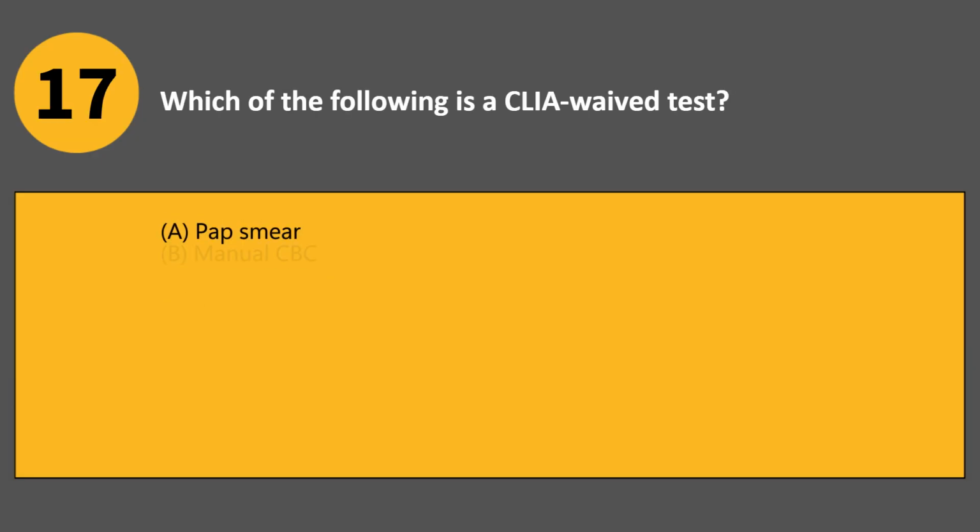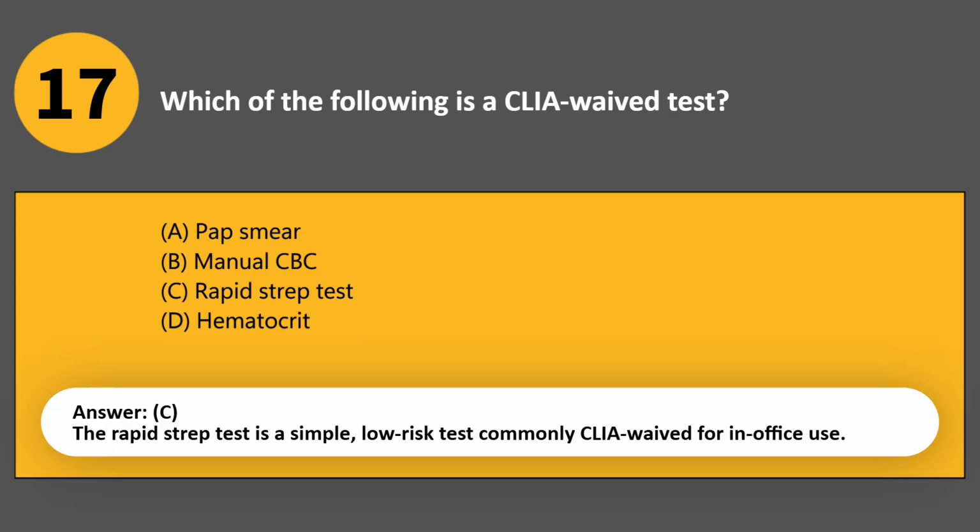Which of the following is a CLIA waived test? A. Pap smear. B. Manual CBC. C. Rapid strep test. D. Hematocrit. Answer C. The rapid strep test is a simple, low-risk test commonly CLIA waived for in-office use.